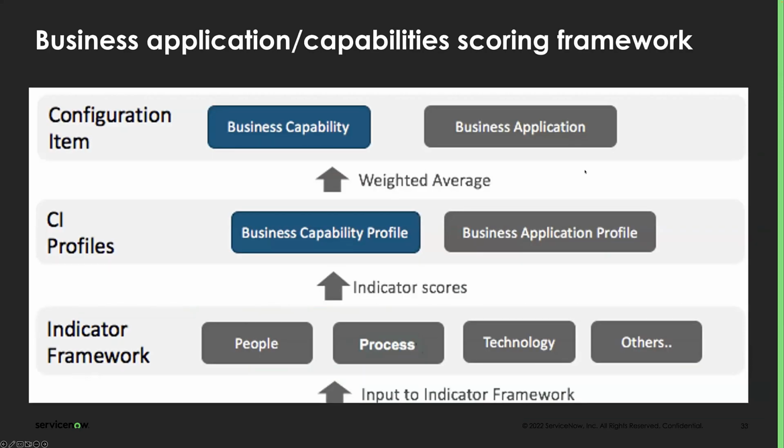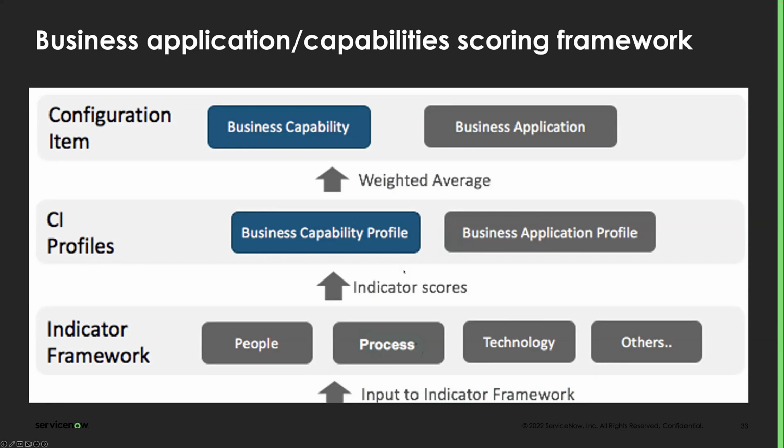The mechanism that we use for measuring is the indicator and scoring framework. Indicators, think of them as metrics. They're metrics and they're separate from performance analytics for a reason, to make it more flexible. The indicators capture metrics about the application inventory. They also work against capabilities. We support both. But in this case, we're talking about business applications. So we have their indicators.